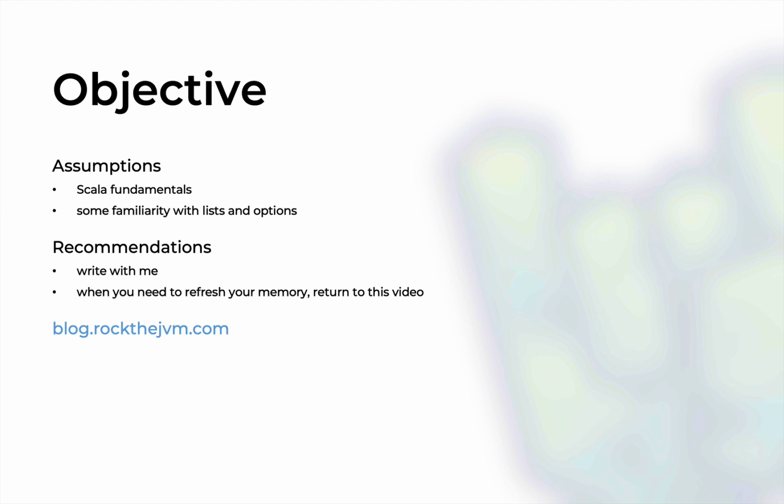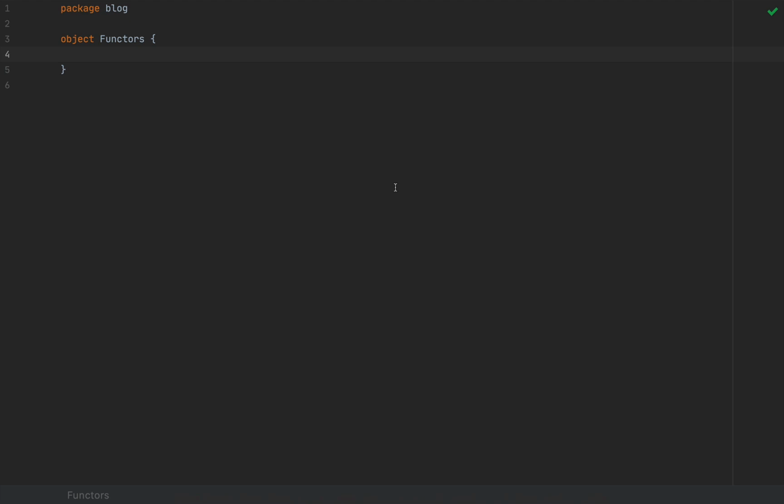So for this video, I'm going to assume some familiarity with lists and options as mappable containers, and I'm going to demonstrate what this means in the video. Now, as a recommendation, as always, I'll recommend that you code alongside me, and when you need to refresh your memory about functors, just refer back to this video or to the blog article at blog.rockthejvm.com. All right, so that being said, let's get back to the code.